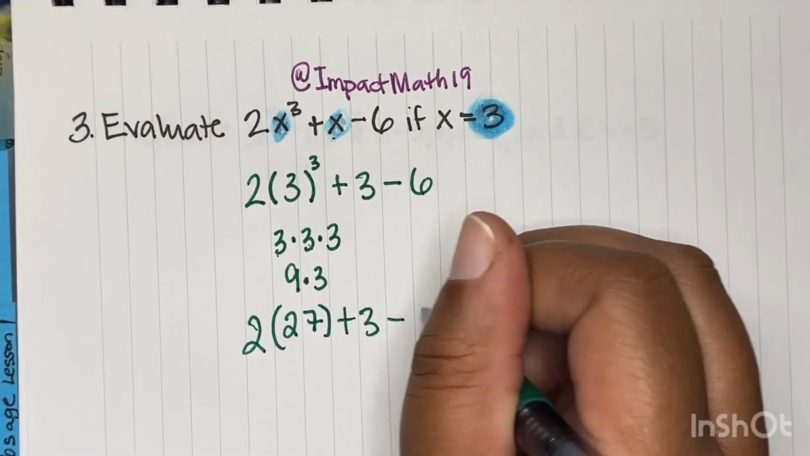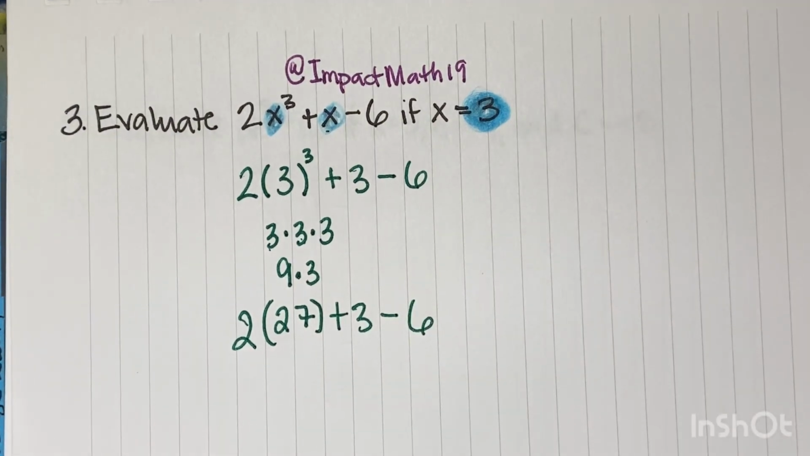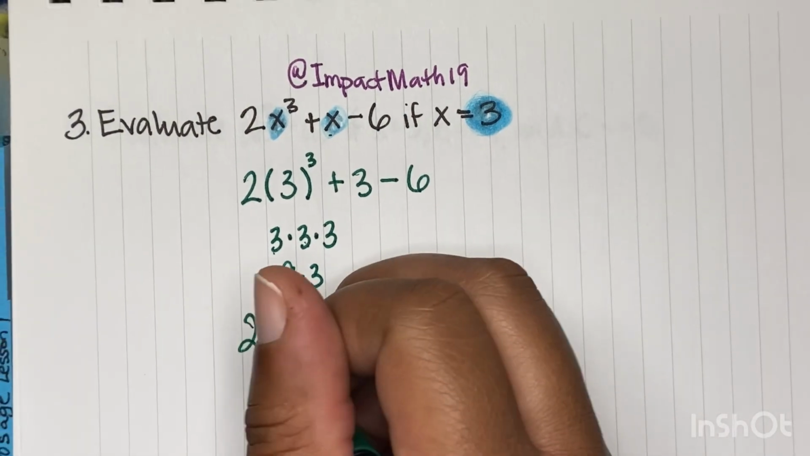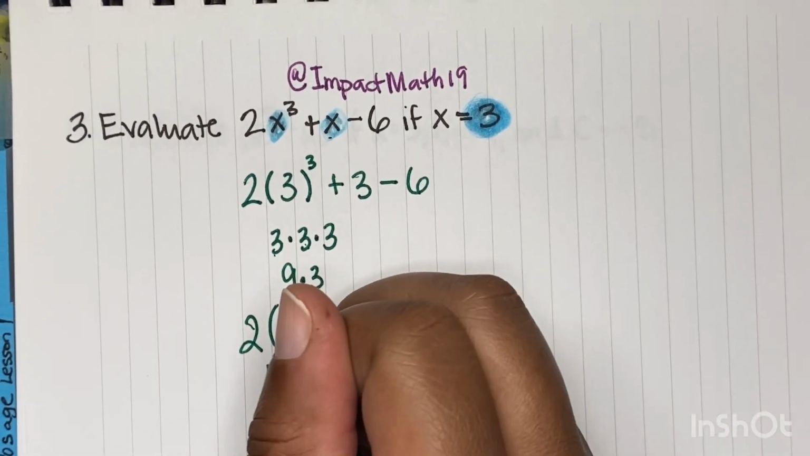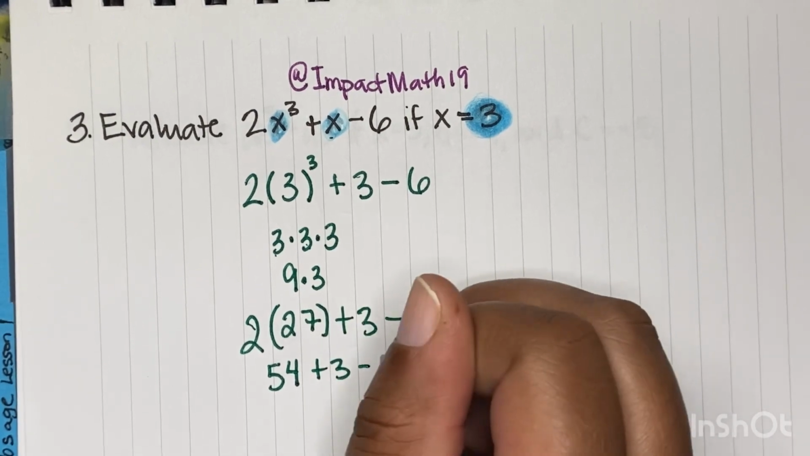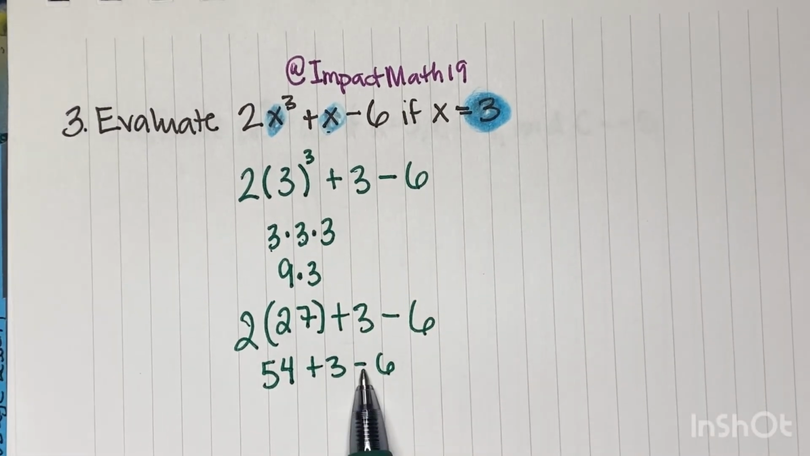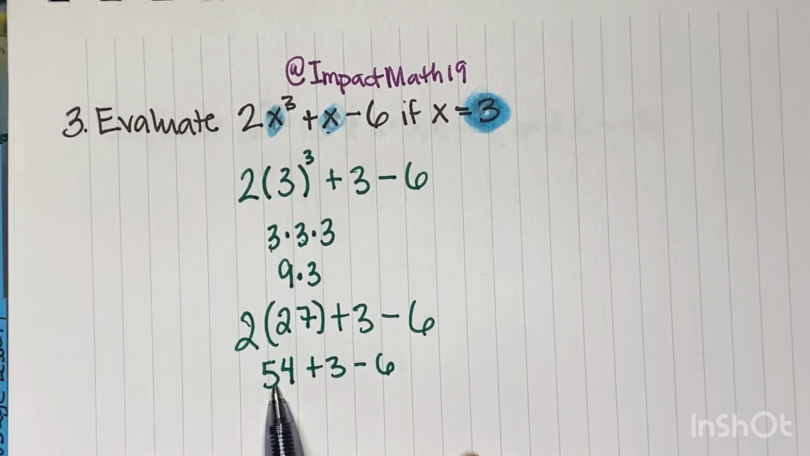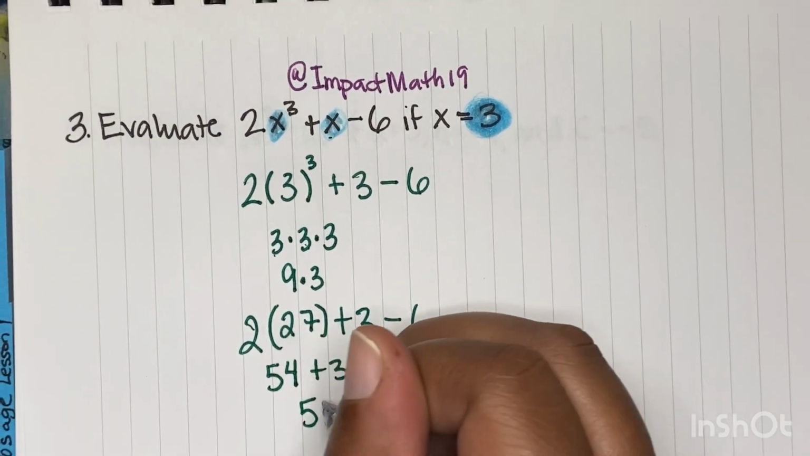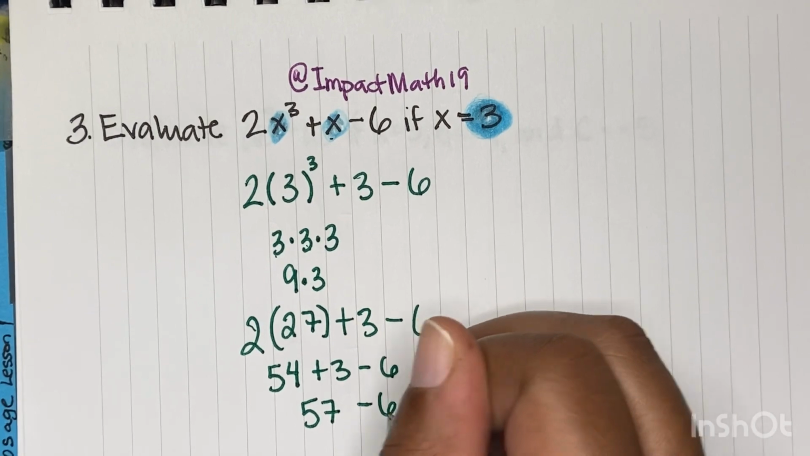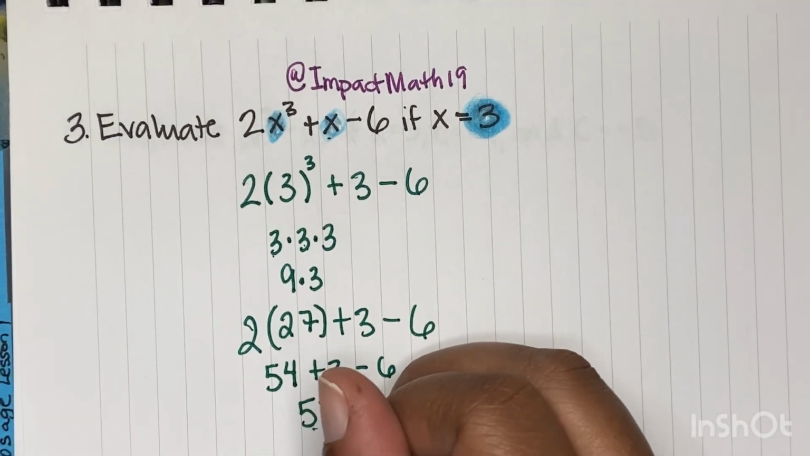Plus 3 minus 6. Now remember, multiplication comes before addition and subtraction. So 27 doubled is 54. Plus 3 minus 6. And whenever you have addition and subtraction, you work from left to right. So 54 plus 3 is 57, minus 6. And 57 minus 6 is 51.